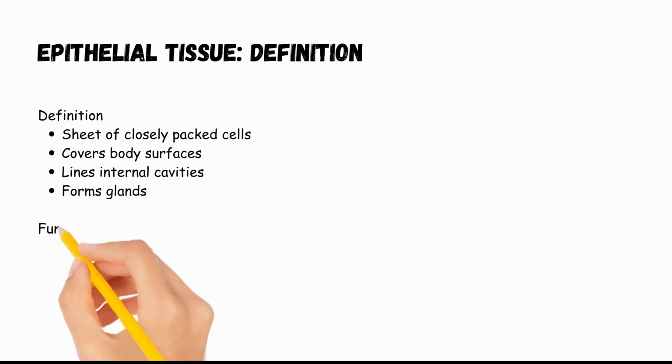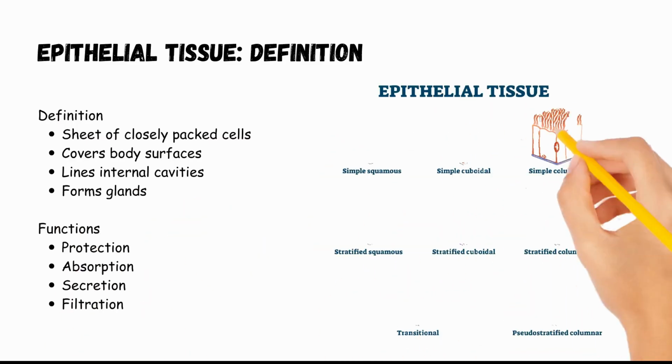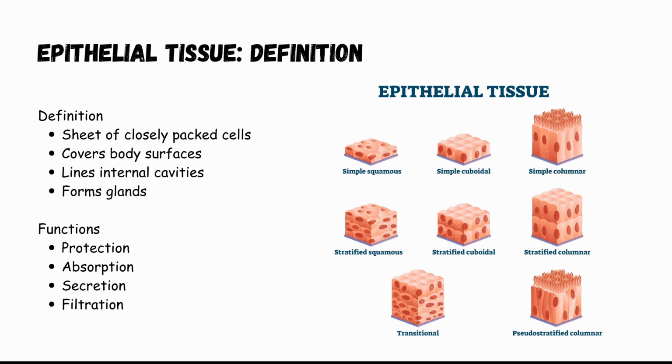Epithelial tissue forms the covering, lining, and glandular tissue of the body. It covers the external surface like the skin, lines internal cavities such as the digestive tract, and also forms glands like sweat glands and endocrine glands. The main functions of epithelial tissue include protection, absorption, secretion, filtration. Because of these functions, epithelial tissue plays a vital role in maintaining body homeostasis.